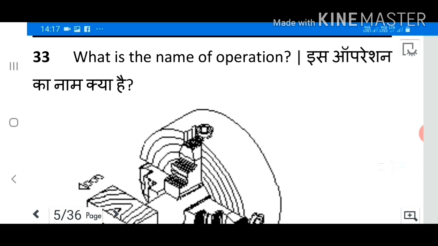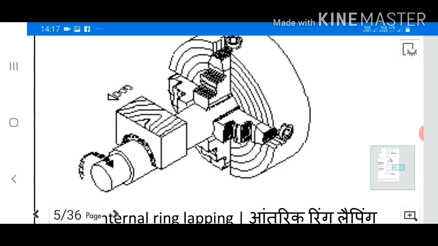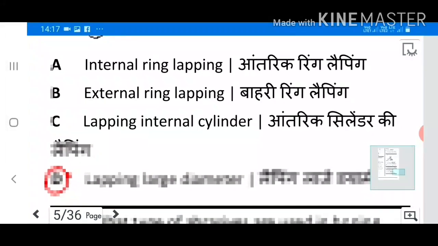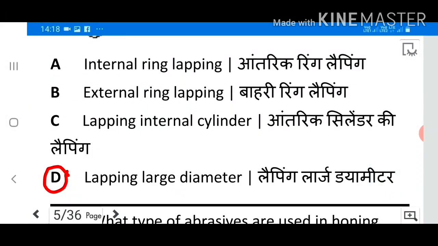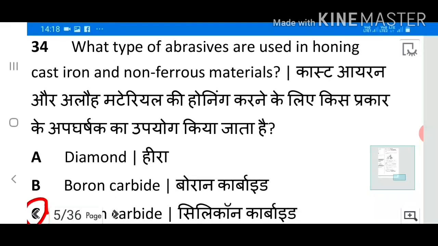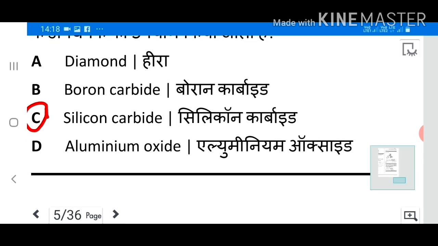33. What is the name of operation? Answer D. Lapping large diameter. 34. What type of abrasives are used in honing cast iron and non-ferrous materials? Answer C. Silicon carbide.